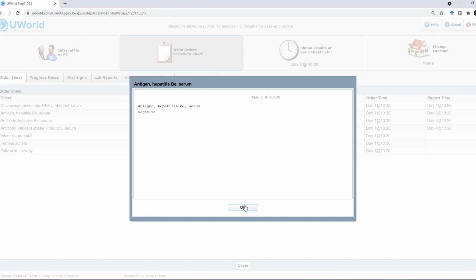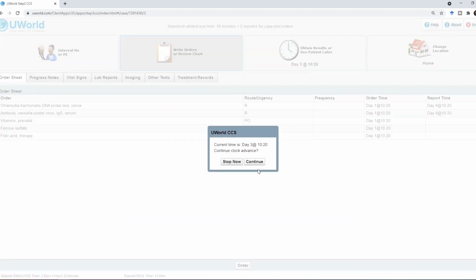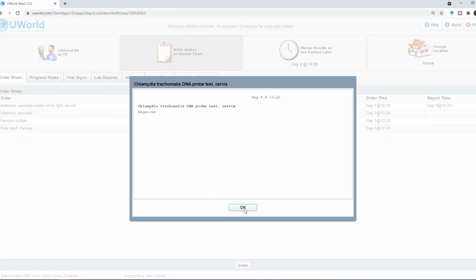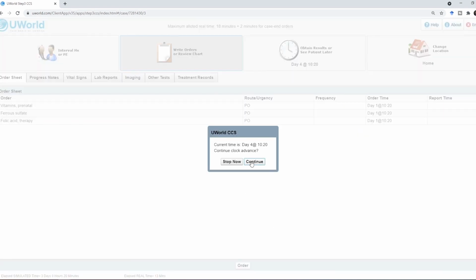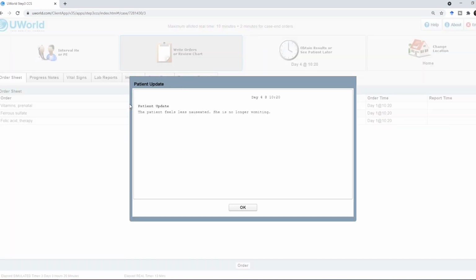Hepatitis B antigen is negative. The antibodies are also negative. Chlamydia is negative. The patient has antibodies against varicella. And you can see here the patient update is saying that the patient feels less nauseated and she's no longer vomiting.